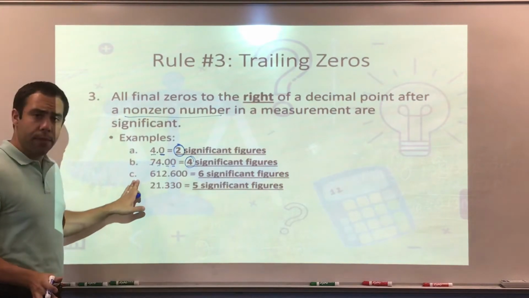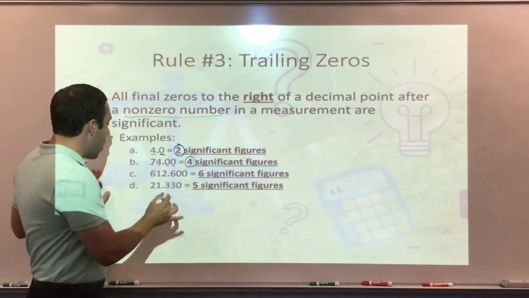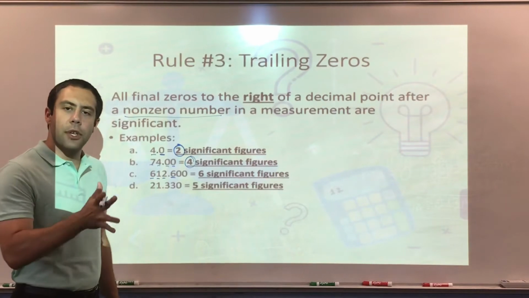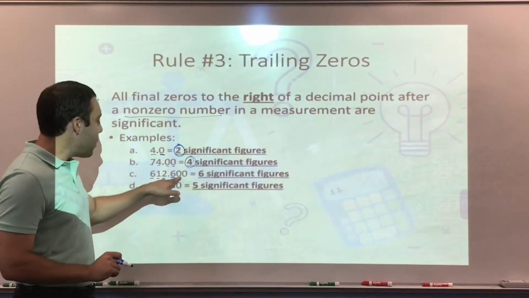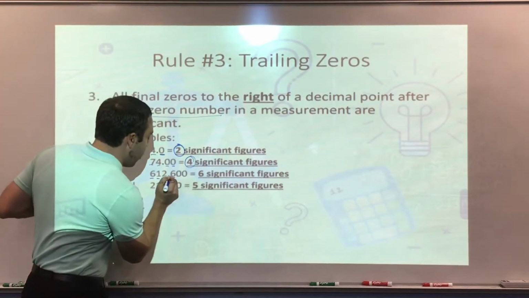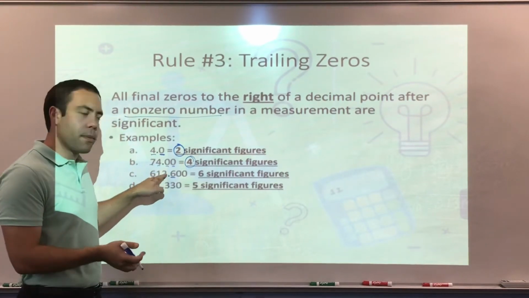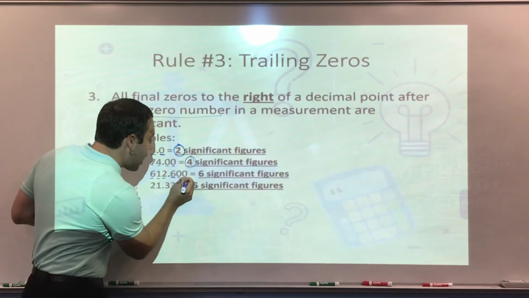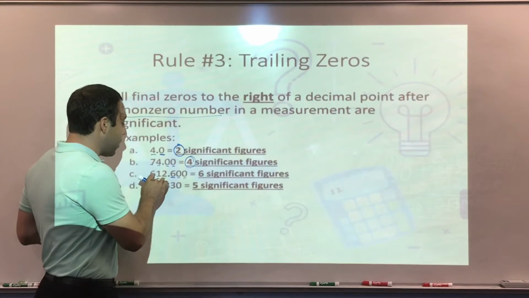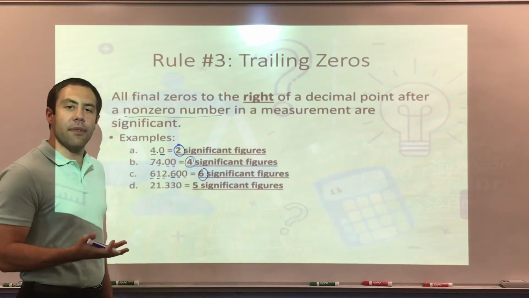Letter C, we have 612.600. Once again, 6126, they're all non-zero numbers, so they're all significant. Then we have some zeros. Even though the 6 is here, that's okay. We still have a decimal point. We still have significant figures, non-zero numbers, so that means these zeros to the right of the decimal point are also significant. So we count them up, 612.600, 1, 2, 3, 4, 5, 6. This measurement has 6 significant figures.